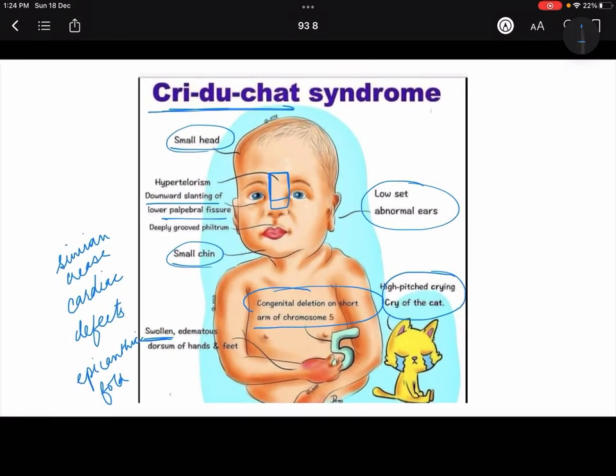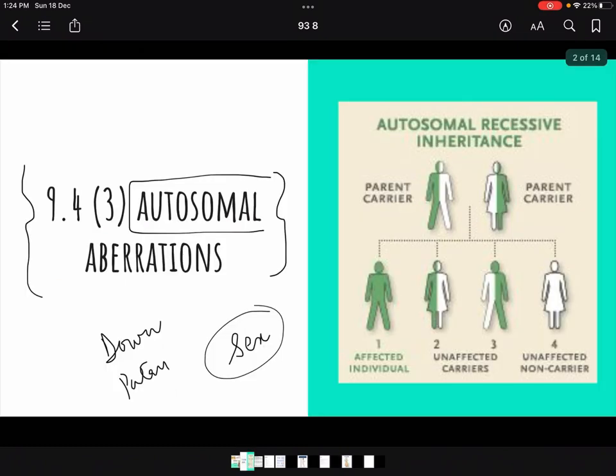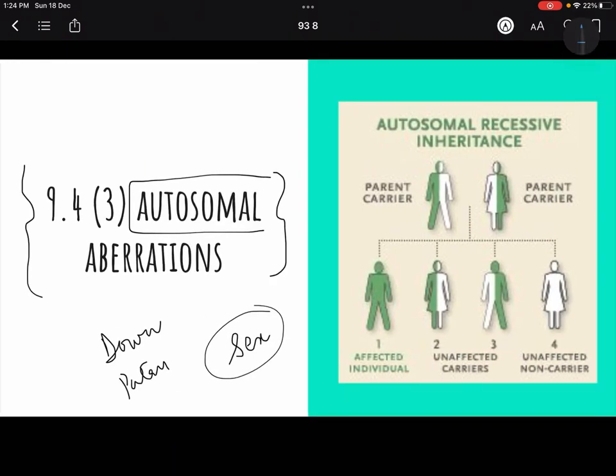So these were all the autosomal aberrations that we had to study, and with this we complete our 9.4's subtopic 3. Tomorrow one last topic is left, 9.4 part number 4. We are going to do that. In it there is genetic imprinting, and there are certain concepts like that we have to study. I think by tomorrow or maybe day after tomorrow we are going to finish this, and this was one of the important chapters, and one of the long chapters also in genetics.